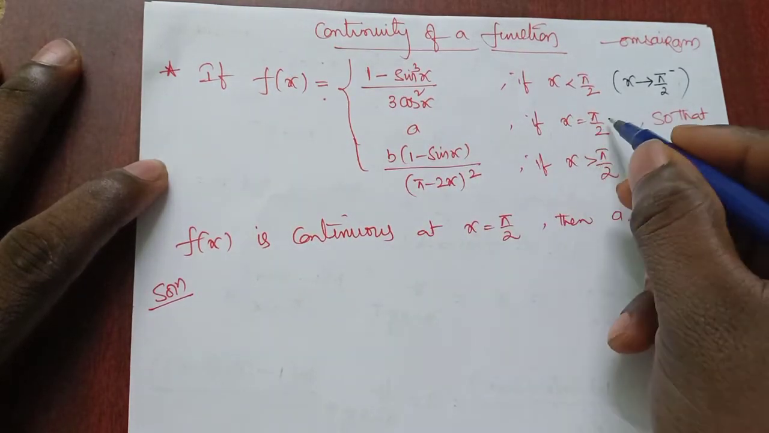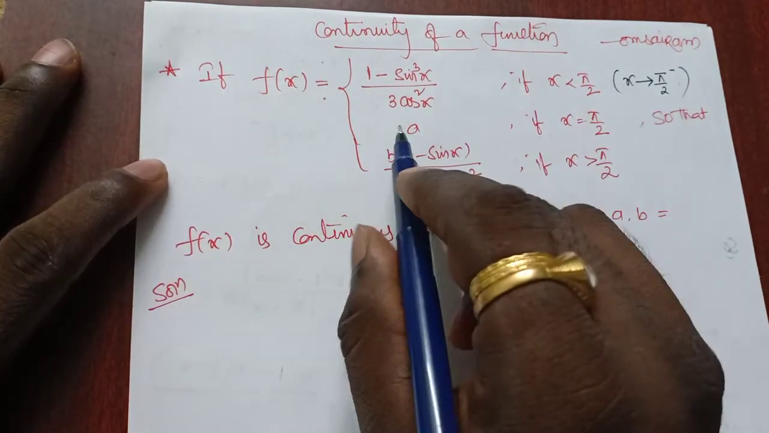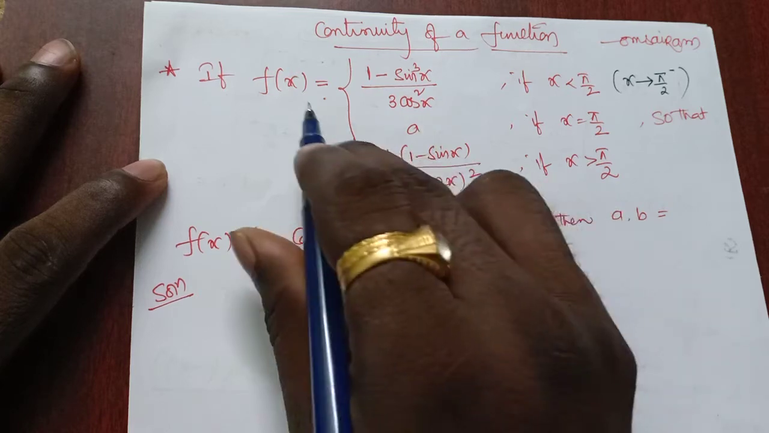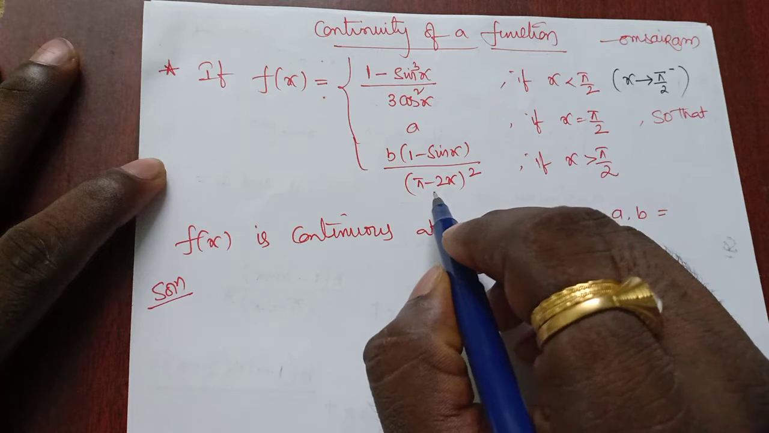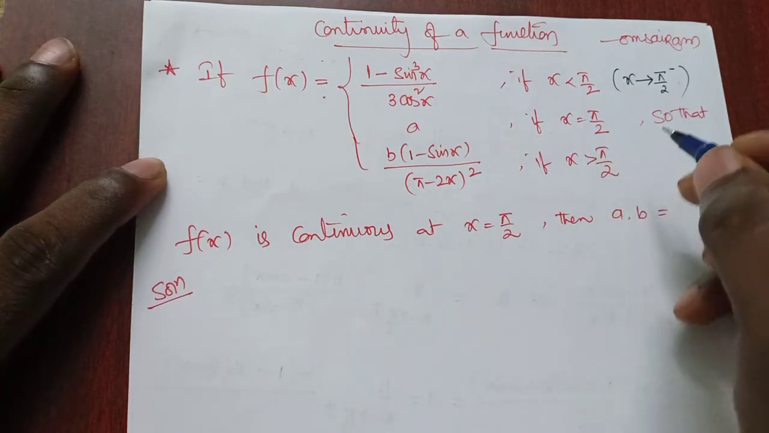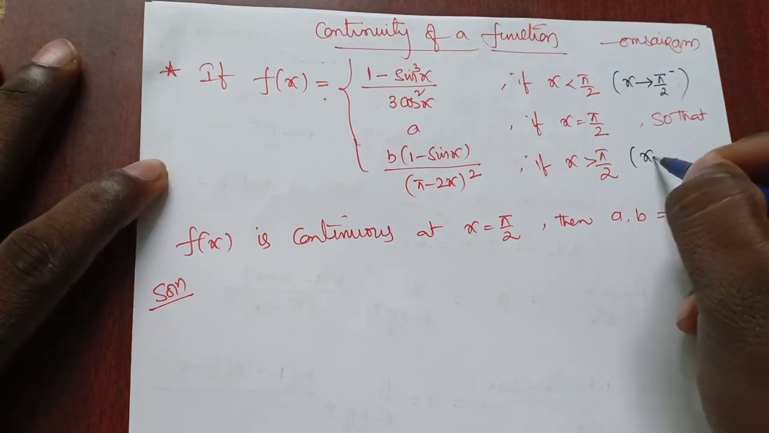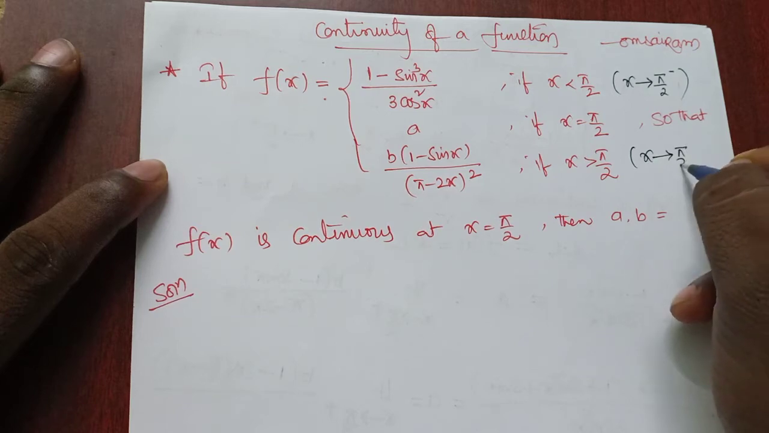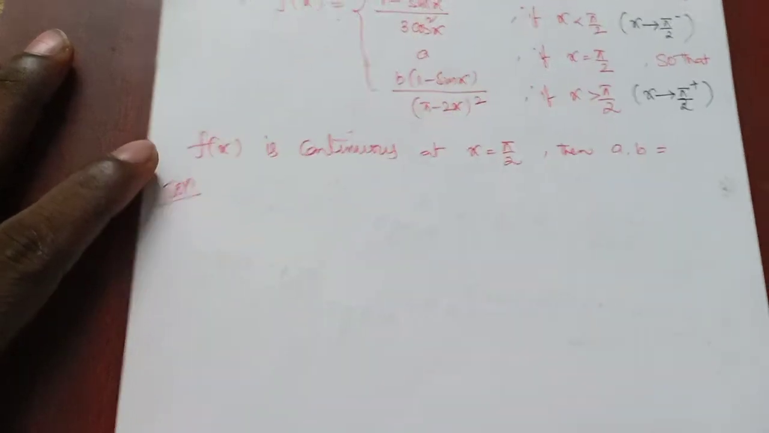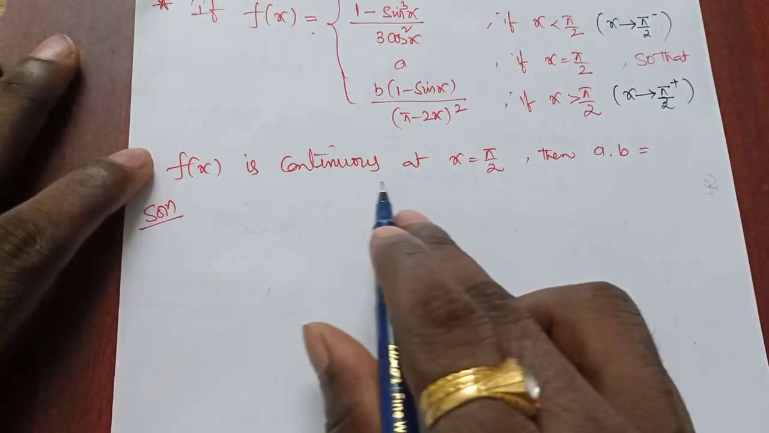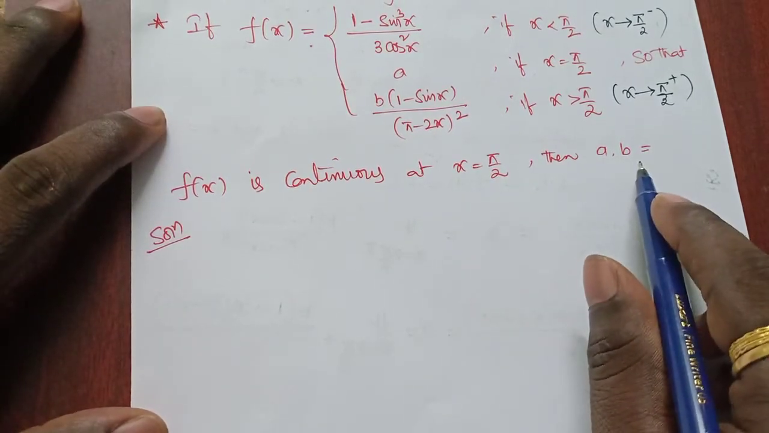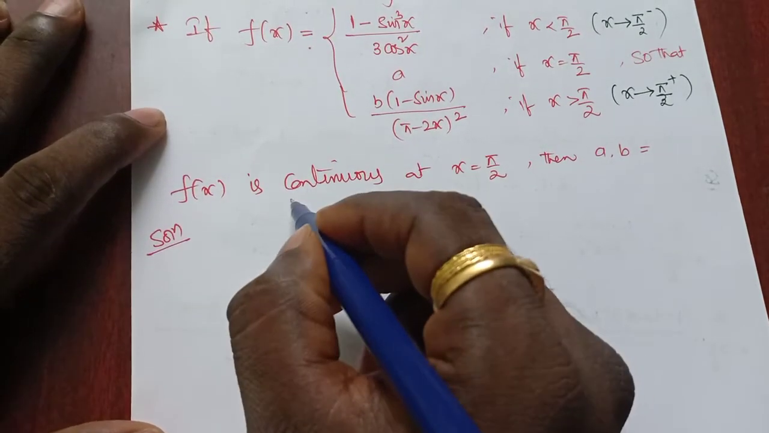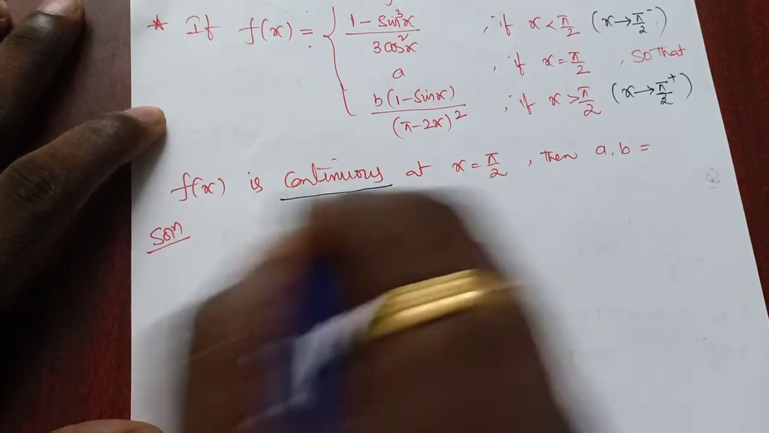And at x equal to pi by 2, f of x is what? A. That means the value of the function is a. And b into (1 minus sin x) by (pi minus 2x) whole square if x is greater than pi by 2, which means x approaches pi by 2 from the right side. Now given that f of x is continuous at x equal to pi by 2, find the values of a and b.